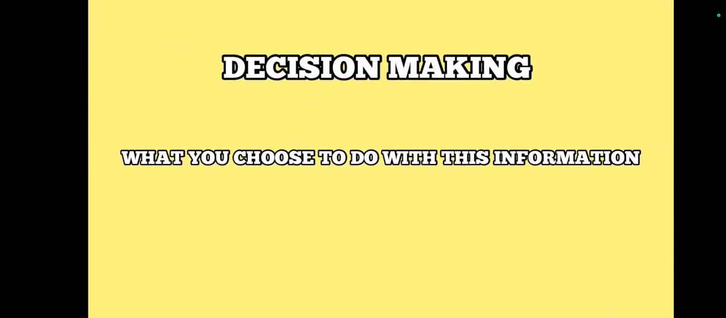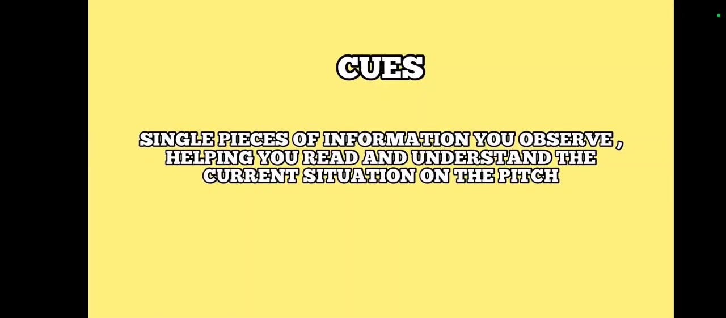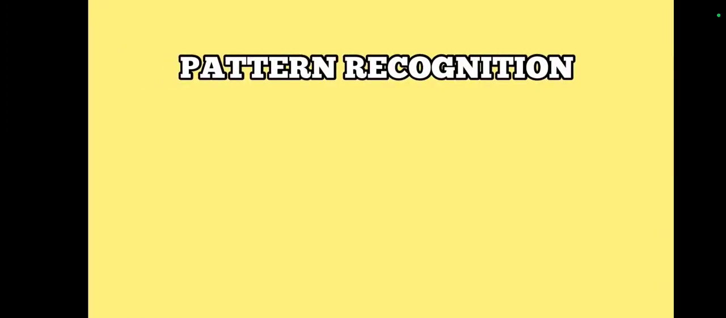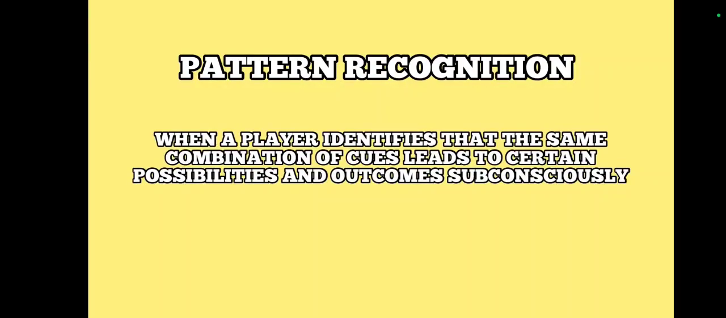To conclude, football IQ is your ability to identify information unfolding around you. Your decision making is what you choose to do with this information. The information can be broken down into 3 categories: cues, triggers, and patterns. Cues: single pieces of information you observe, helping you read and understand the current situation on the pitch. Triggers: a mental response to a cue, recognizing a potential outcome due to a combination of cues. Pattern recognition: when a player identifies that the same combination of cues lead to certain possibilities and outcomes subconsciously.